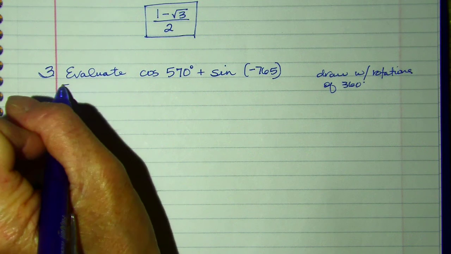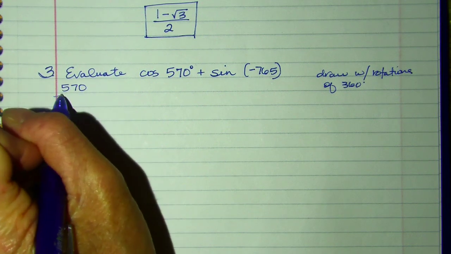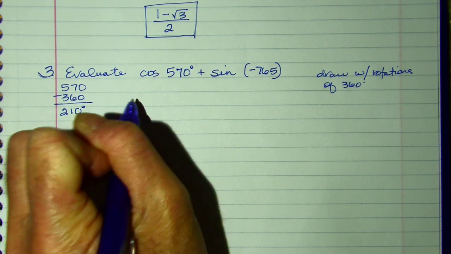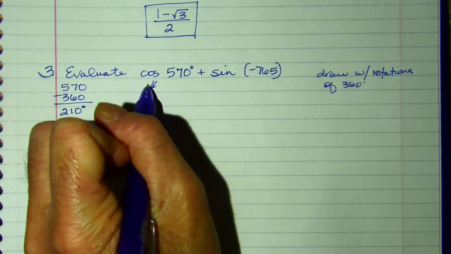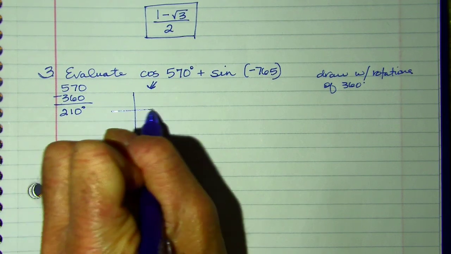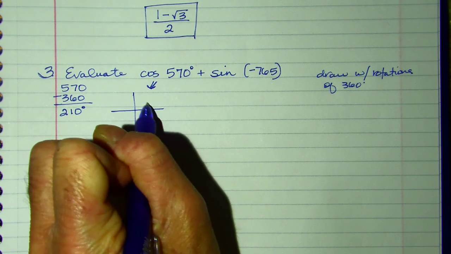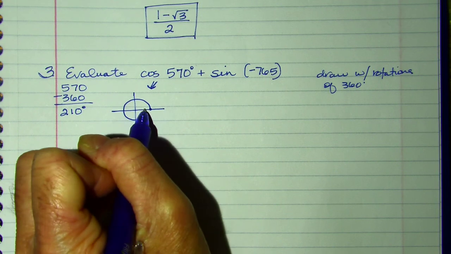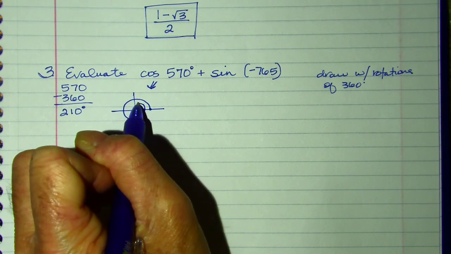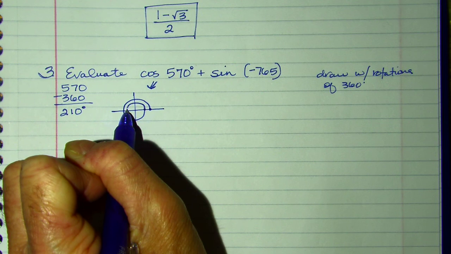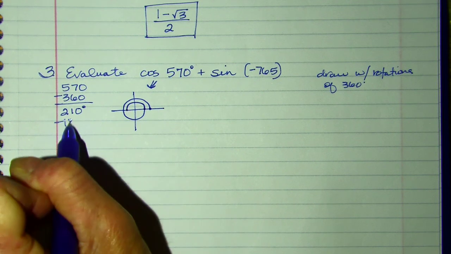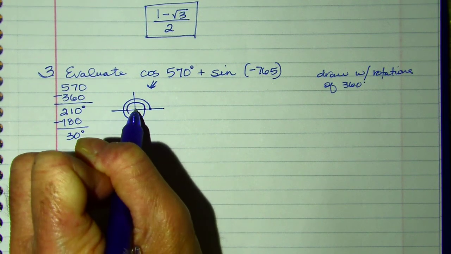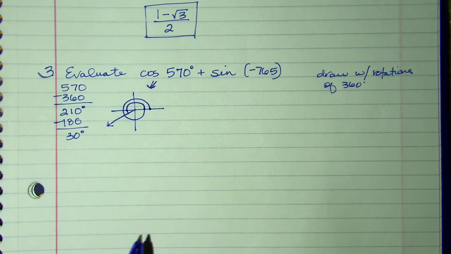So, for example, I know 570 minus 360 would leave me with 210. So that is a picture I can draw. So watch this. It's positive. So here's 360. Okay, full circle. Now I have to go 210. So here's 180. Remember, 210 minus 180 is 30 degrees. So I'm going 30 degrees past, so I am here.